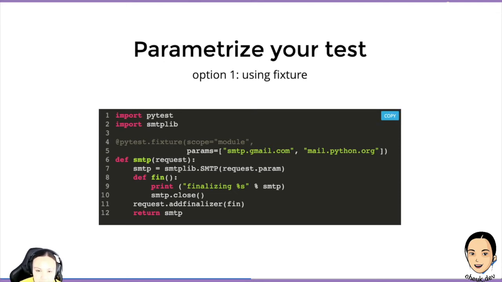So this is the example from the pytest documentation. You see that it's doing this params. Instead of making it gmail.com every time, you also put mail.python.org here. Now you don't put the constant here, so it puts request.